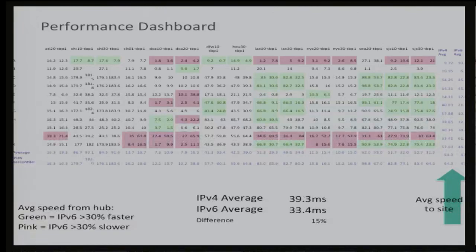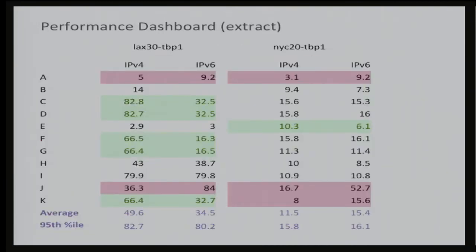If I take an average of all of these results, the average IPv4 performance is 39.3 milliseconds, and the average IPv6 performance is 33.4 milliseconds. That was at the time that I took this particular snapshot of our dashboard, and that's been fairly consistent over time: v6 has been faster. Let me zoom in so you can get a better sense of what I'm looking at here. I've got one of our LA hubs and a New York City hub, and website A, website B, website C, and so on. Website A is not doing quite as well over IPv6. Website J doesn't look very good over IPv6, but all the rest of them look better over v6 than v4.